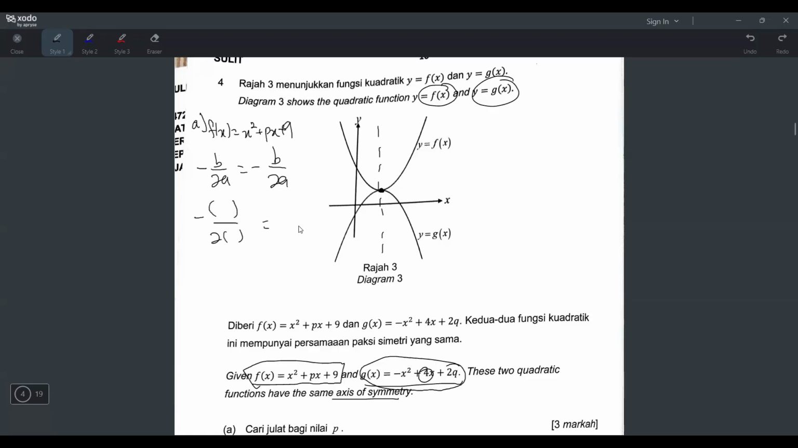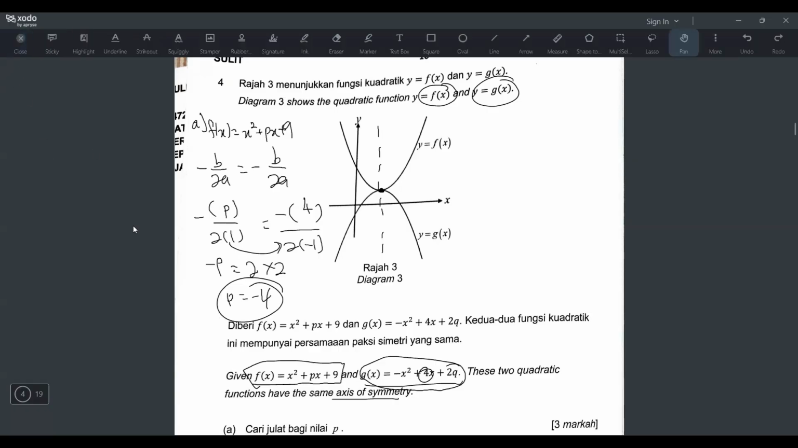I just want to show you that you can find the exact value of P. So for this equation, what is the B and the A? It will be P and 1, right? And for this, the B is 4, the A is negative 1. Now you can find your P. It will be negative 4 divided by negative 2, which is 2. And then this 2 bring over times 2, P equals negative 4. So this is the exact value of P.